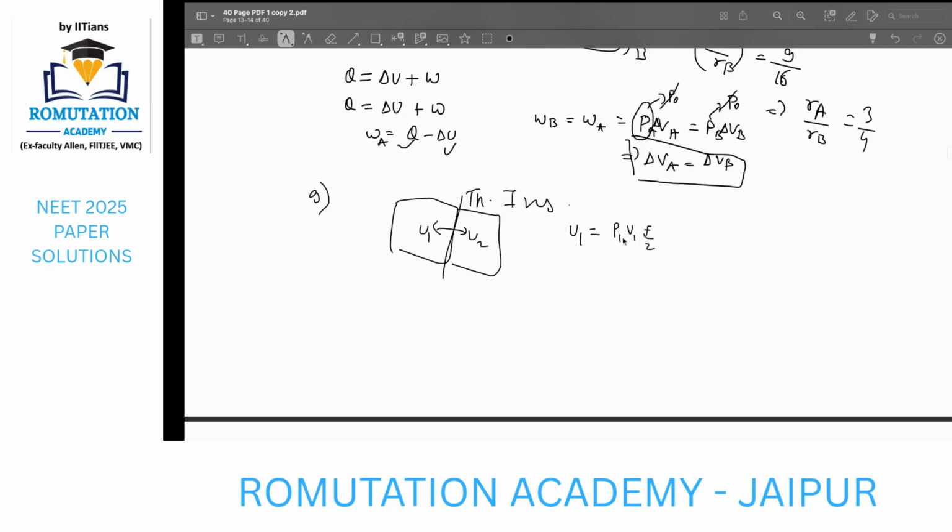Why is that the case? Because we know F by 2 nRT is what we call the internal energy of the gas, right? So that can also be written as F by 2 P1 V1, if that was the initial case, and the other one was F by 2 P2 V2, right?